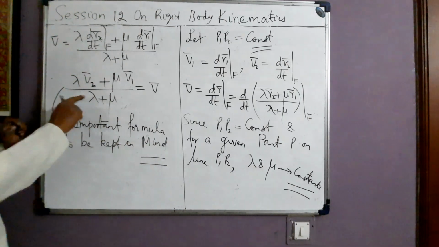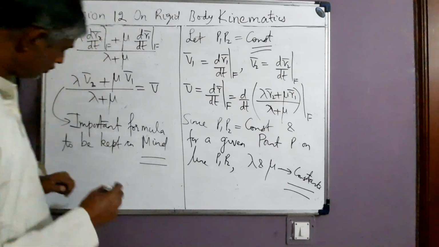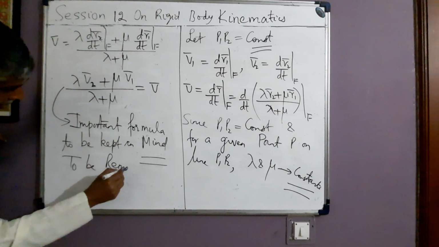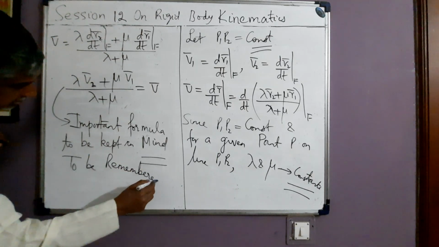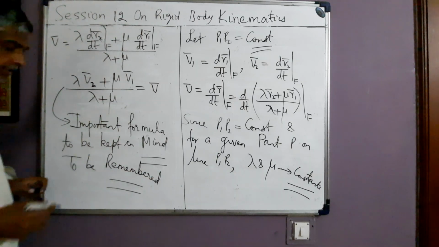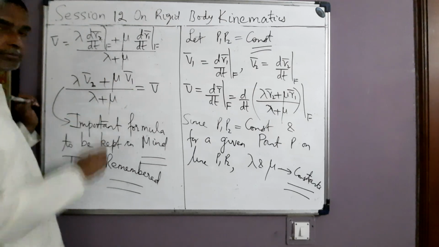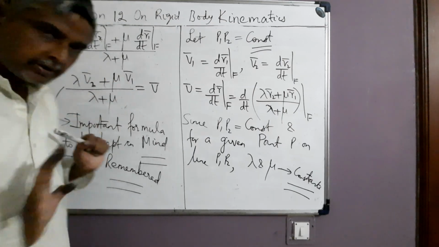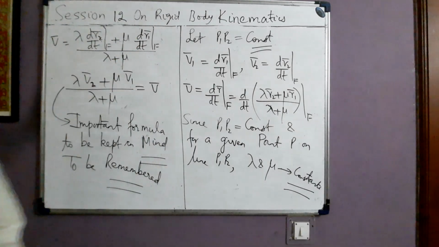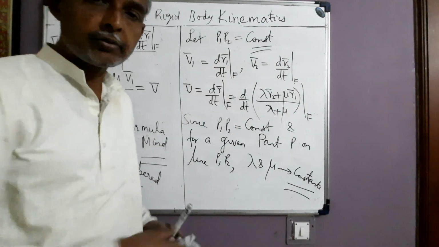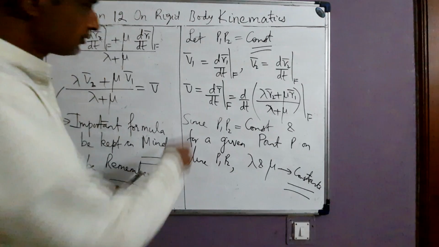So it has to be remembered as a standard formula. So V becomes lambda V2 plus mu V1 by lambda plus mu. Now what I'll do, I'll take up one or two numerical problems based on this concept of section formula.